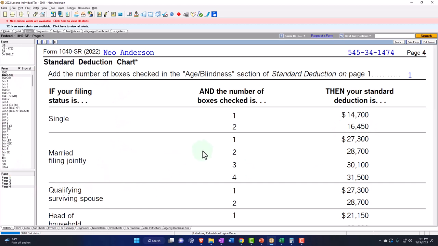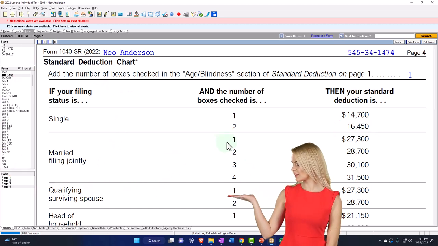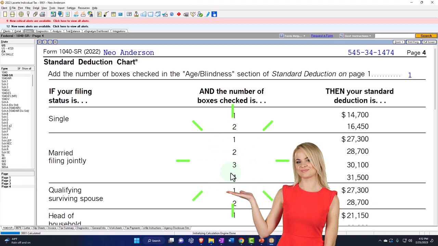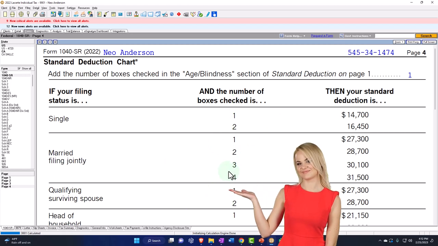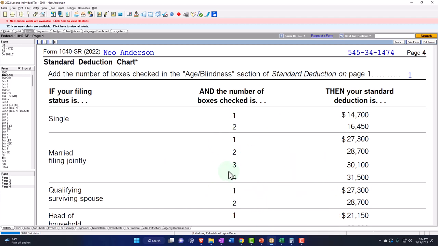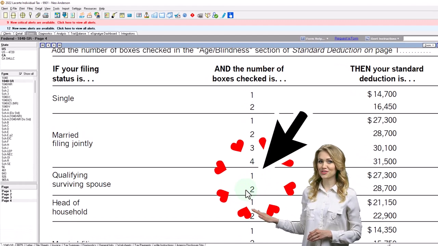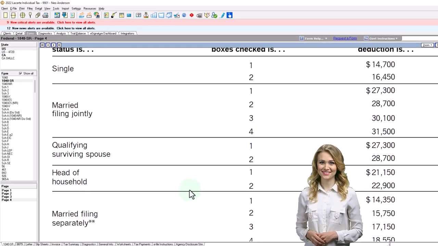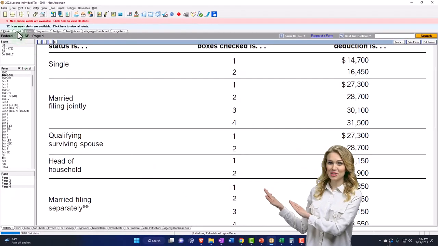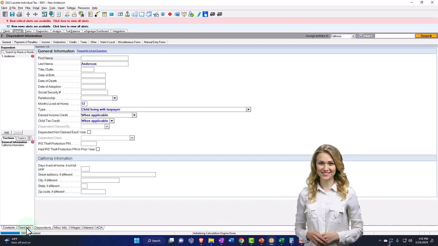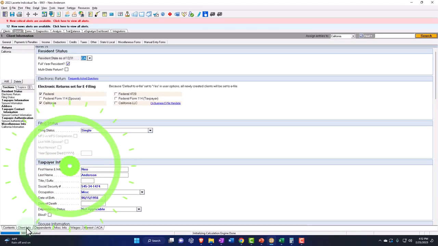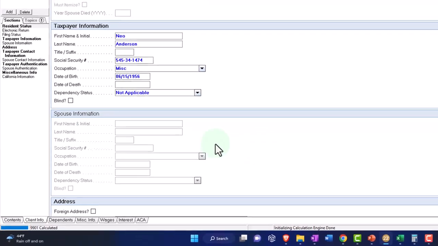If married, then you've got the married couple. So one box versus two versus three versus four, because you could have one spouse be over 65 or two spouses over 65. And both of those spouses could also be blind, right? Those are the four possibilities you have in that situation, qualifying surviving spouse and head of household and so on and so forth. So let's add that if they're blind, it's a tragic situation here, and we'll up this over and say that they're blind.